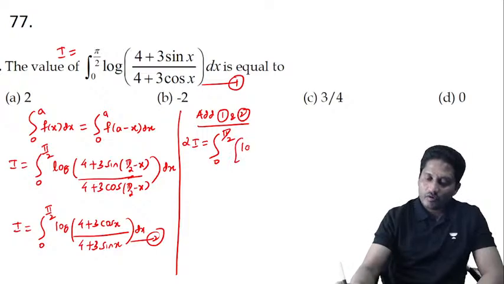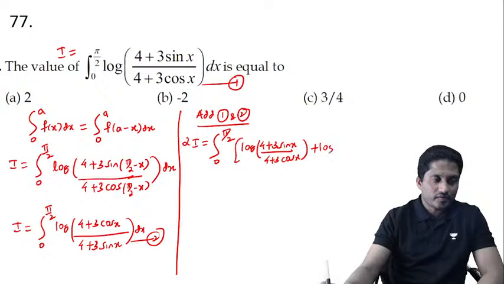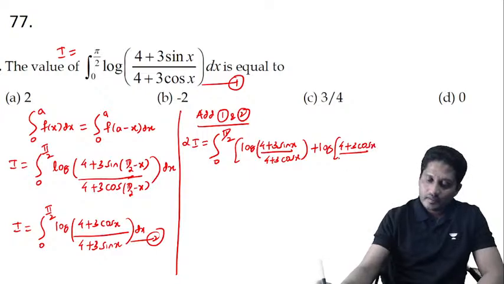Okay, you get log of 4 plus 3 sin x divided by 4 plus 3 cos x, plus log of 4 plus 3 cos x divided by 4 plus 3 sin x. Okay, log m plus log n is log m into n, right?